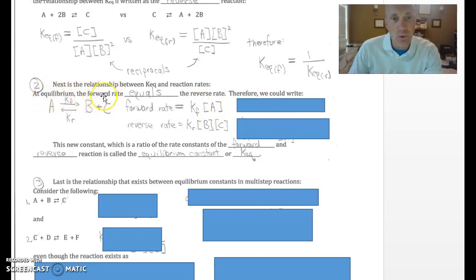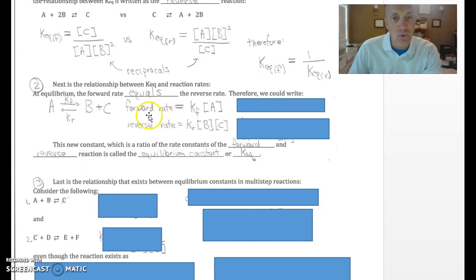Equilibrium is whenever you get to the point where the forward rate of a reaction equals the reverse rate. If we have this reversible reaction right here, this Kf would refer to the rate constant for the forward reaction of A going to B plus C. Kr would be the rate constant for the reverse reaction, which is B plus C going to A. Remember, these would be lowercase k's because they're referring to rate constants, whereas the equilibrium constants up here would be an uppercase K.